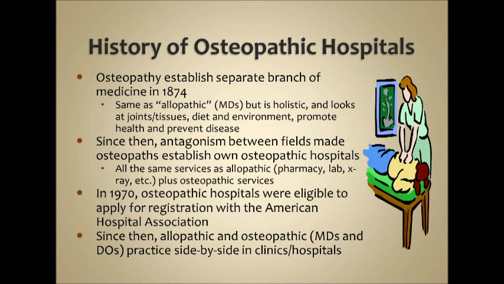right? And so they then had to set up their own hospitals, because remember that beef they had in the late 1800s with the allopathic MDs, and since then, they patched it up a long time ago, but they had created this other infrastructure. Well, it turns out that in 1970, for instance, osteopathic hospitals were finally eligible to apply for registration with the AMA. Well, if they've been discriminated against by the AMA for good or bad reasons, they obviously weren't doing very well, right? Because the AMA is pretty powerful.